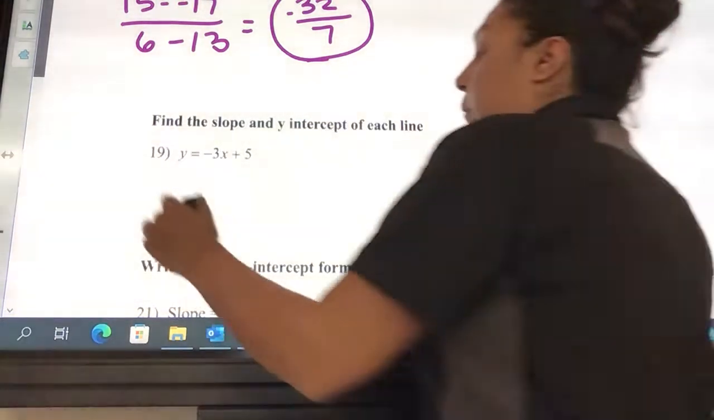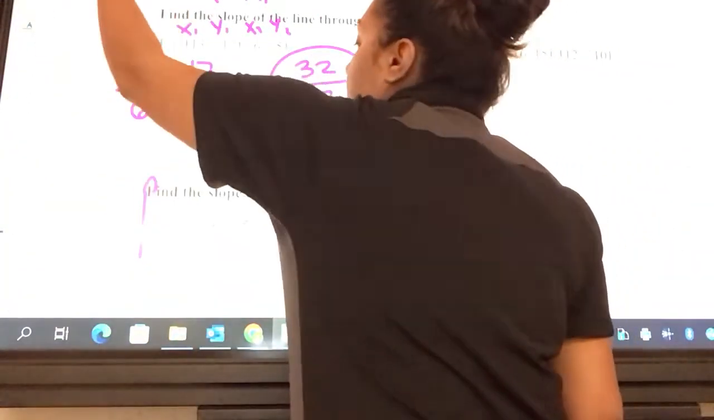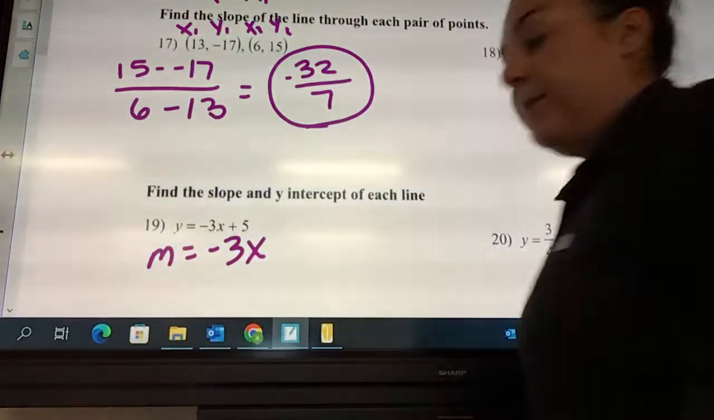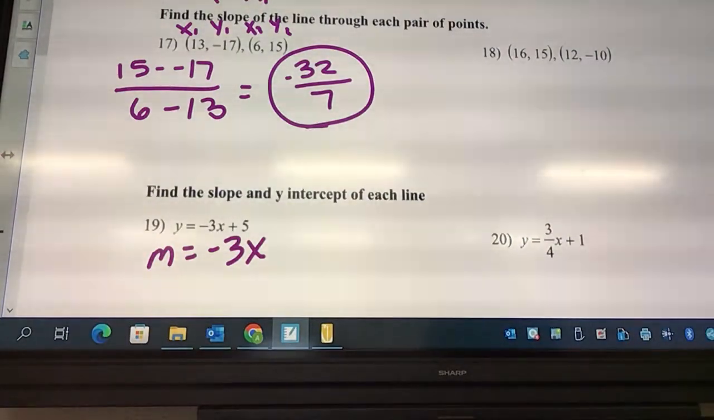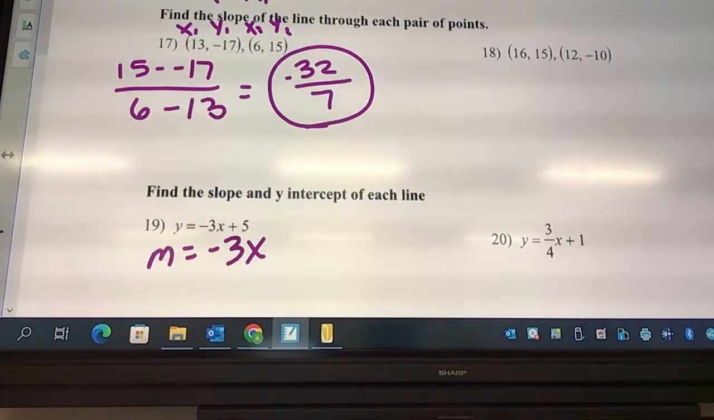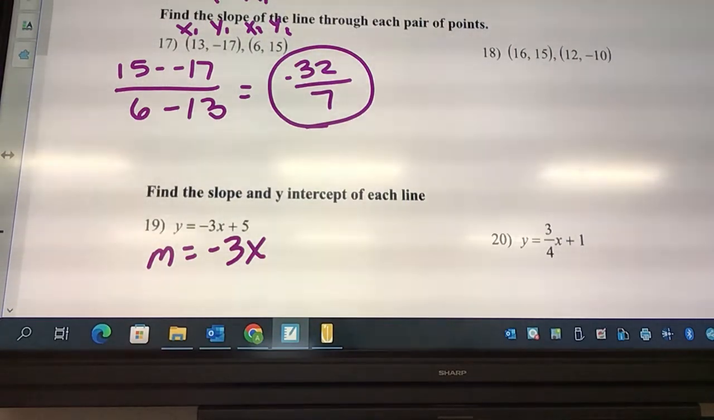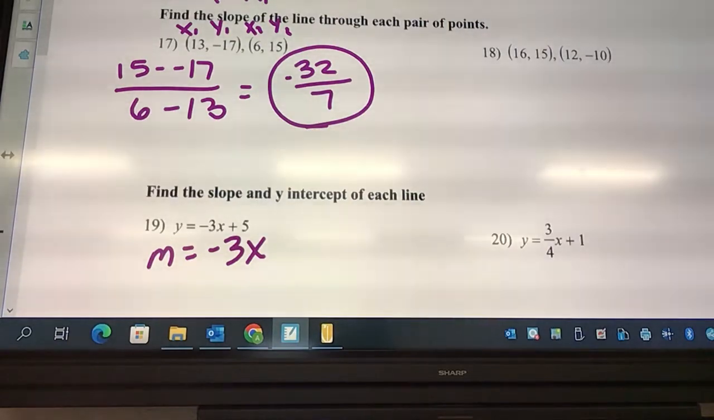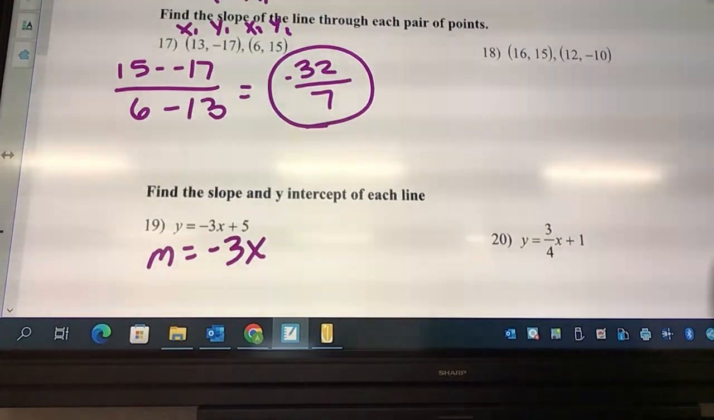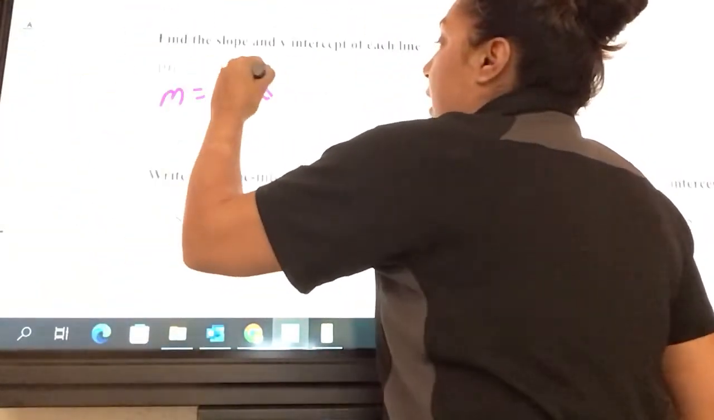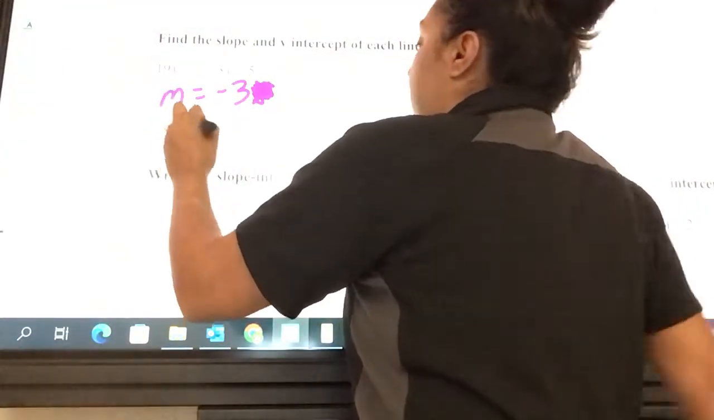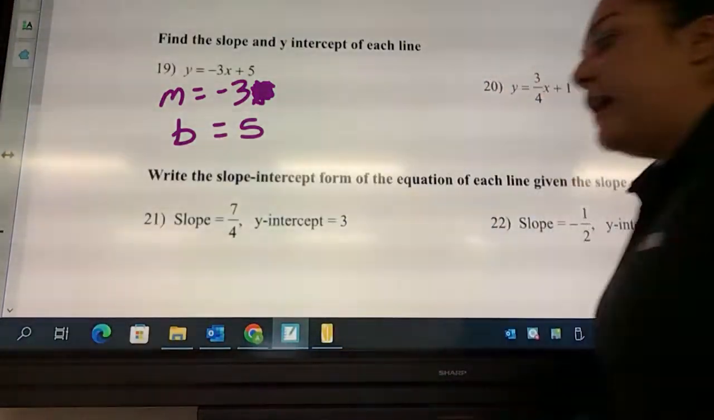It is not this. A bunch of you keep doing this and I keep writing you notes, and that tells me you're not paying attention to my notes. It is not this. Why not? Because the slope isn't the x. The slope is attached to the x, but it's not the x. The x is part of the equation, y equals mx plus b. The slope is just negative 3, nothing else. Do not put this. I keep writing you notes on your sheet, and apparently you don't look at them. I'm not picking on you, I'm just saying. And then b is 5.